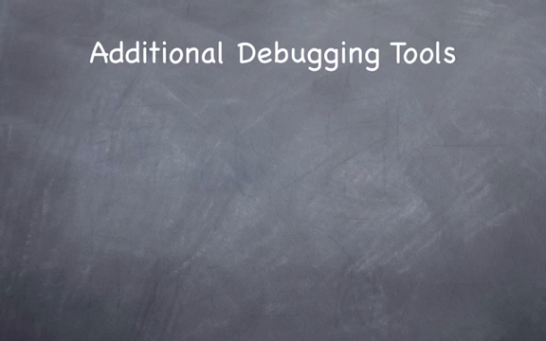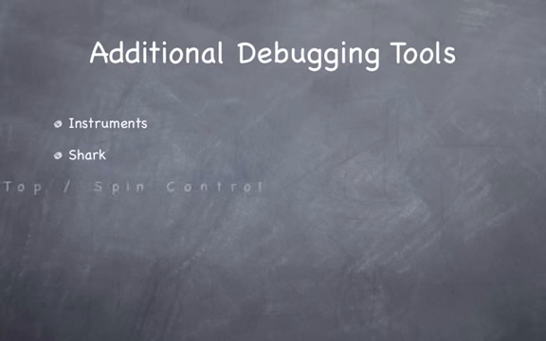In addition to the console, build results, and the debugger, there are a few other great debugging and optimization tools that you should be aware of in your development efforts. For further reading, take a look at the official documentation for the following tools: Instruments, Shark, Top and Spin Control, and Big Top.